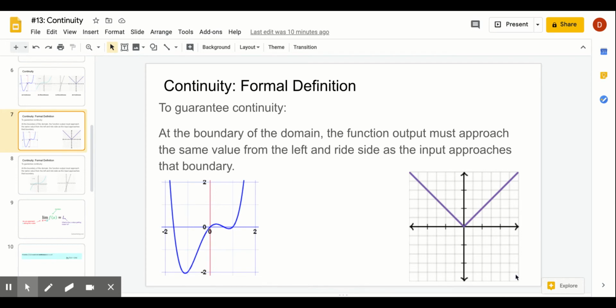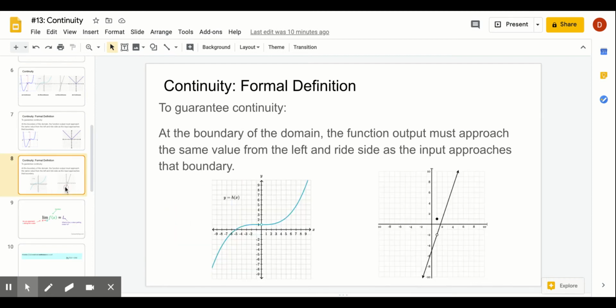If I said, what is my output at x equals 2, you could see that from both sides, this function is approaching the same value. That means that, yes, check, these are continuous graphs. Now let's use the same formal definition to see why these are not continuous.